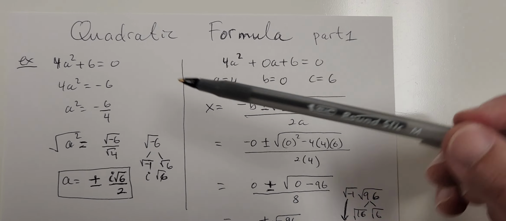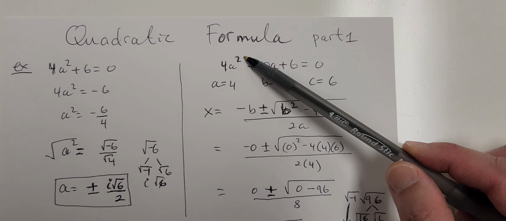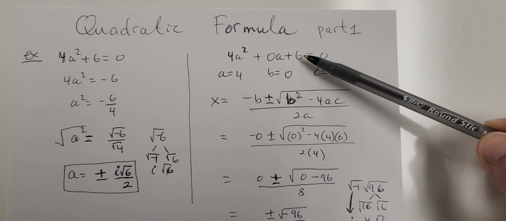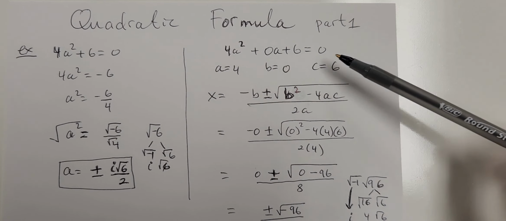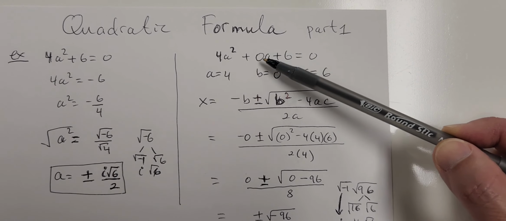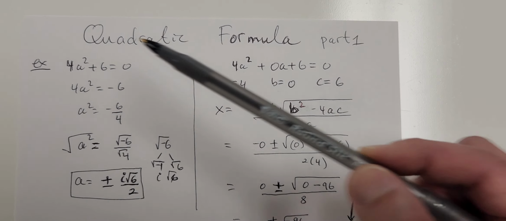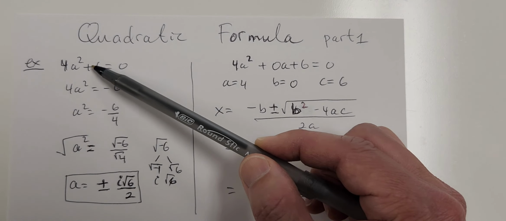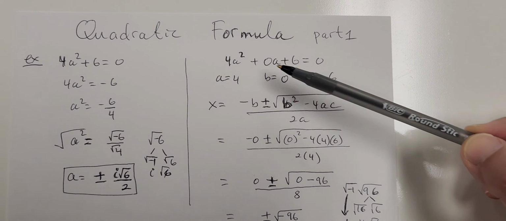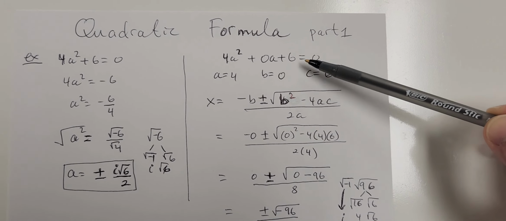Again, the original problem is 4a squared plus 6. So I rewrote it as 4a squared plus 0a plus 6. Since 6 doesn't have a variable, 6 will be the C. 4a squared will be the A. And there was no middle term; if you look carefully, there is no a except the a squared, so the 0a is my B term. Okay, so A is 4, B is 0, C is 6.